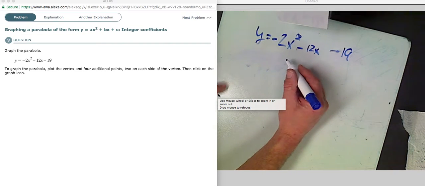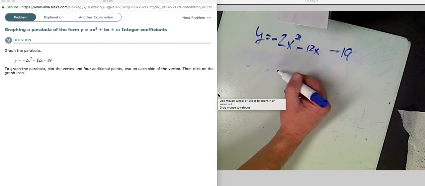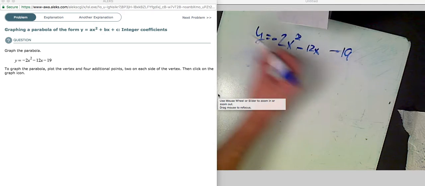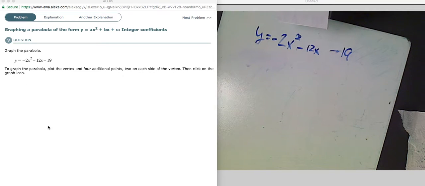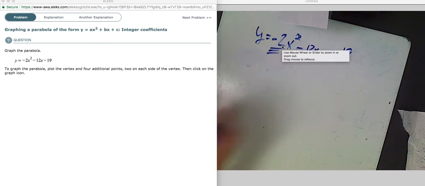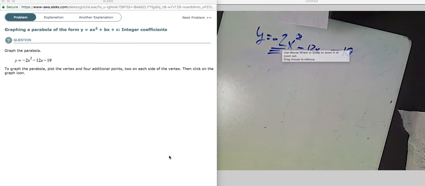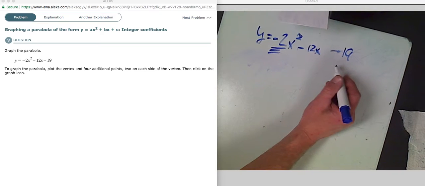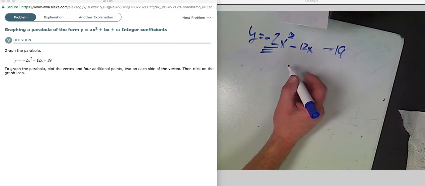Alright, let's take completing the square to the next level here. In this one, they're asking us to graph this parabola, which looks a little bit more involved. The big thing I'm concerned about is that A is not 1 anymore, which makes it a little more interesting, but it's a pretty simple process to deal with.